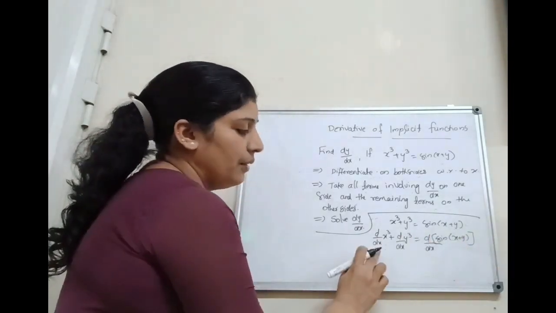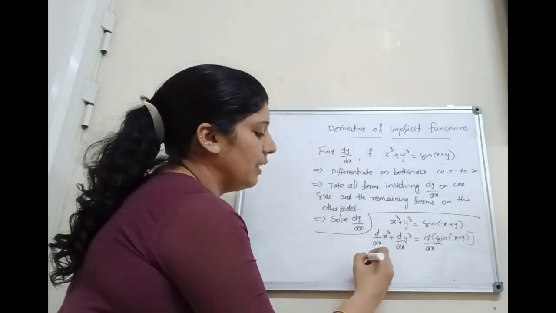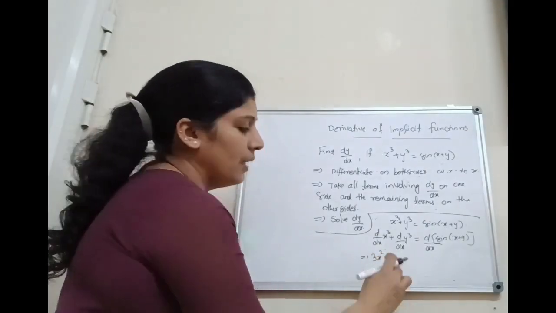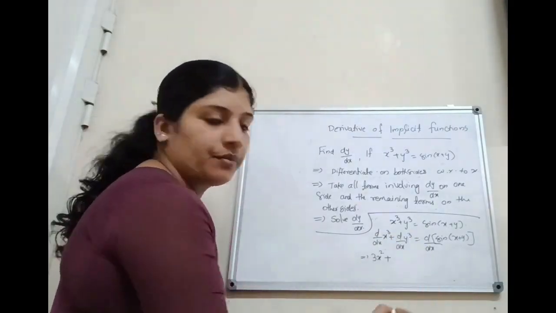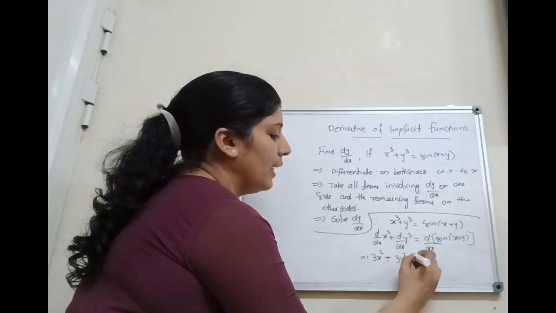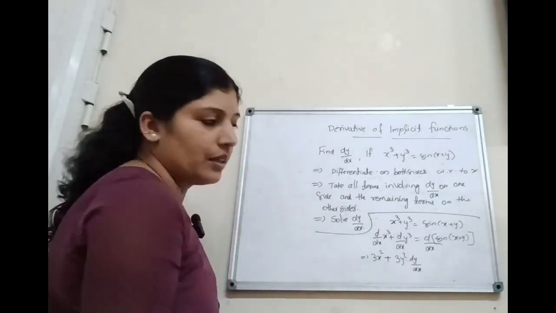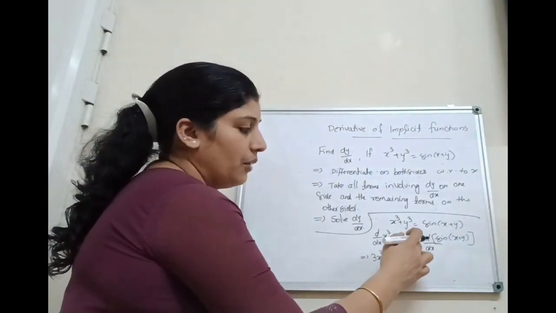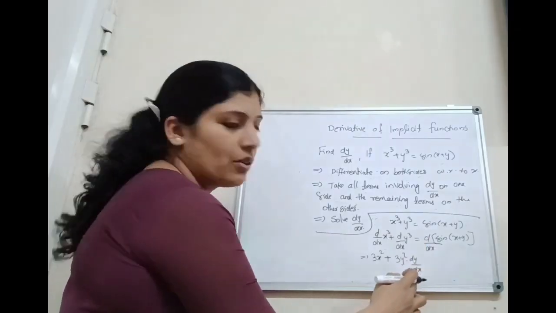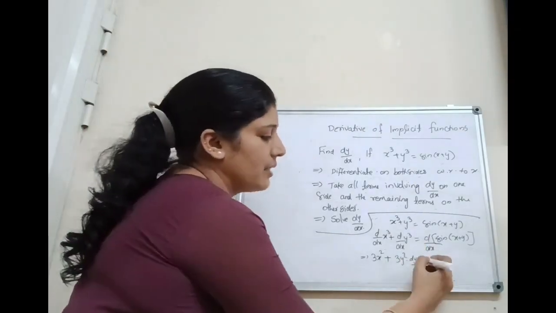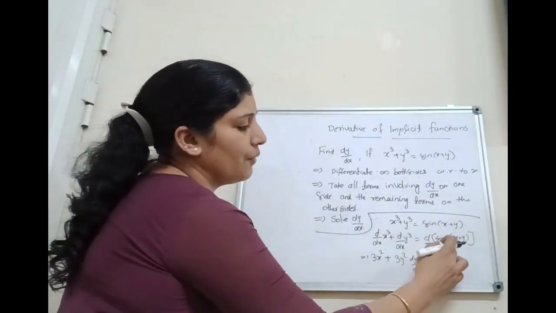Now here, the first term, d by dx of x cube, is equal to 3x square, plus next d by dx of y cube, that is 3y square into dy by dx. Since it is with respect to x, we have to find the derivative of y with respect to x also. That is 3y square into dy by dx equal to, now here, d by dx of sine of x plus y.